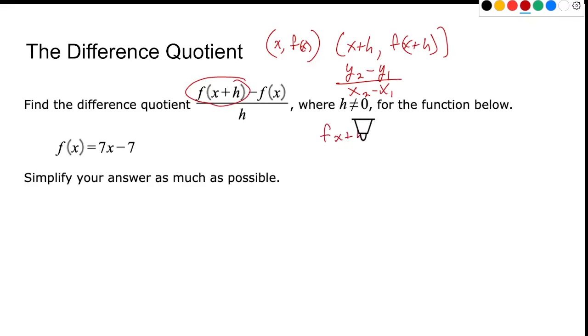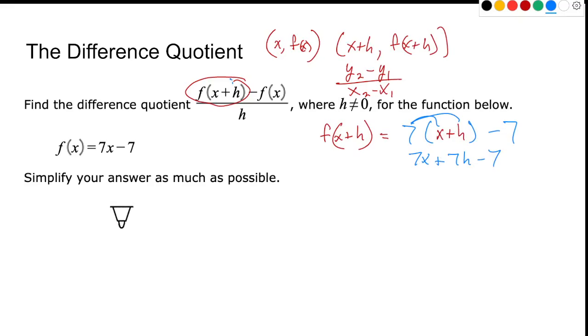And we'll do it the same way we did the other one. We'll take our function, we'll rewrite it as 7x minus 7. What goes in that input? Well, there's only one place. This becomes x plus h. And so this is, right, we distribute through. We're going to get 7x plus 7h minus 7. So that's for this part here. We'll go ahead and write that down. And it's all that. So 7x plus 7h minus 7.